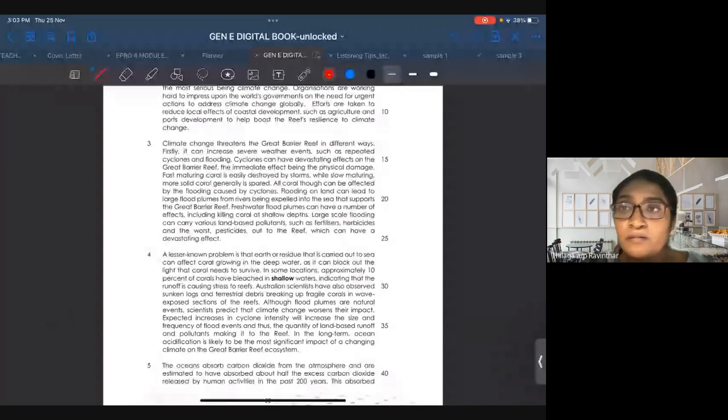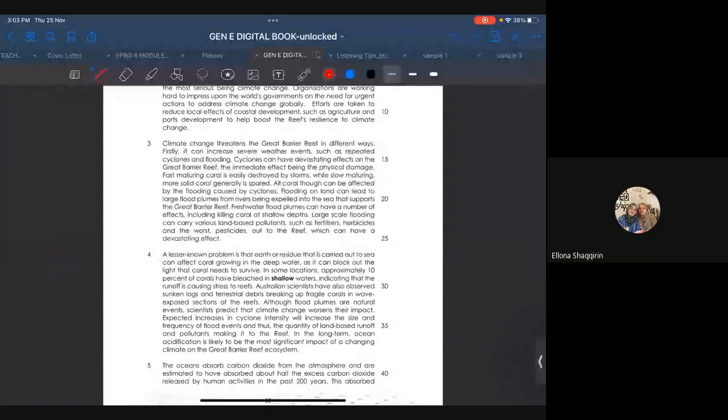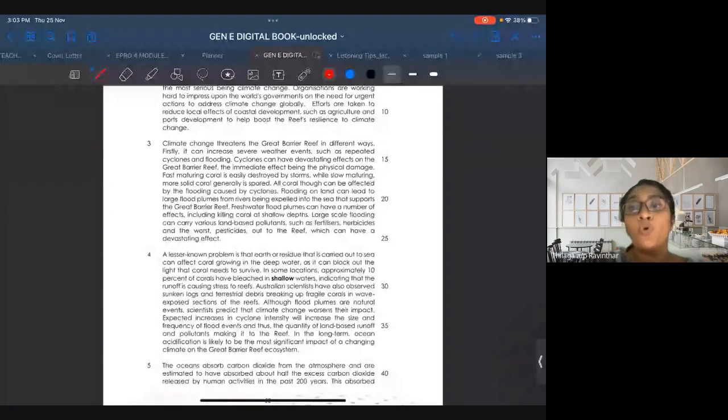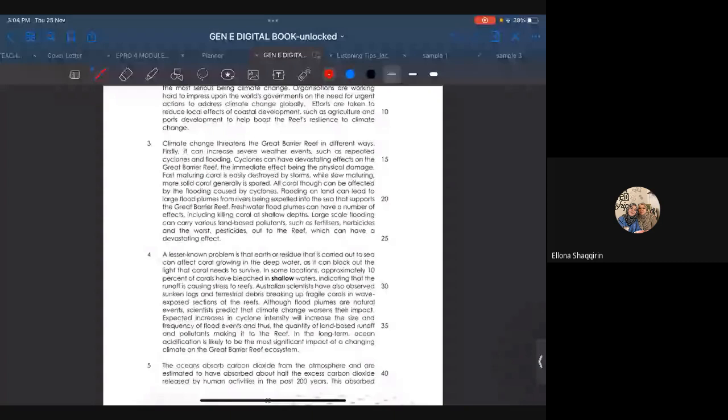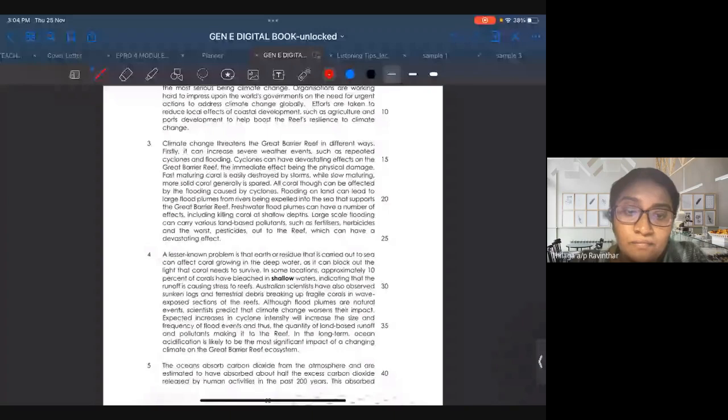What about Elona? Elona, are you there? Yes, madam. Hi, can you just tell me in short what this passage is all about? In my opinion, I think it talks about how climate change and the global issue affects the reef, the coral reef. Hold on. It's about coral reef, right? Okay. What else is discussed over here?